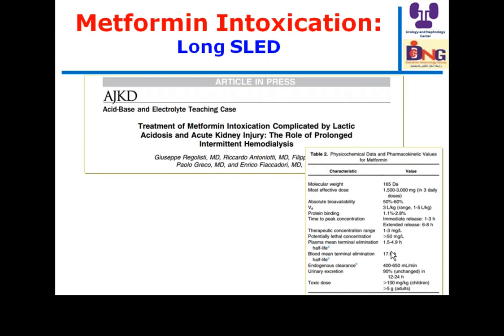Again, we should restrict the use of metformin in the advanced stages of chronic kidney disease, and it's better to avoid it altogether if estimated GFR is less than 30 milliliters per minute. And if we use it in advanced CKD, stage 4 and 5, we shouldn't exceed 500 milligrams, provided that we can follow up the patients and educate them to stop metformin in 6 days.